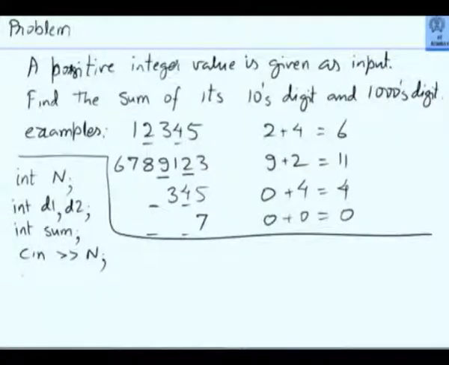Now the units digit is very simple. How will you find it? d1 is equal to n modulo 10. But now you do not know how many digits are there. So how will you find the thousands digit?